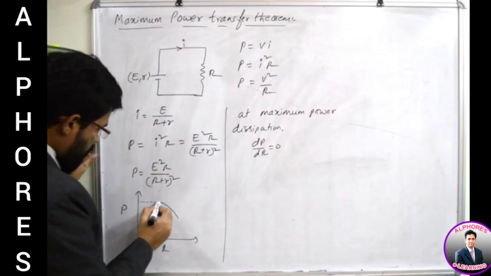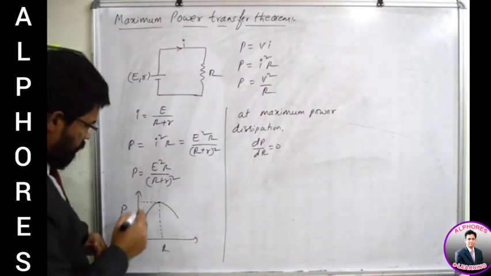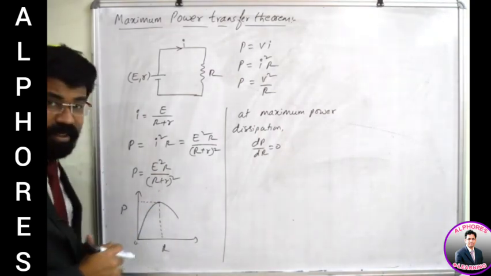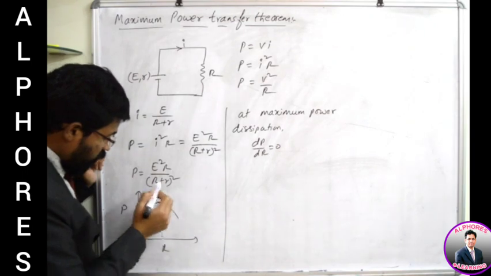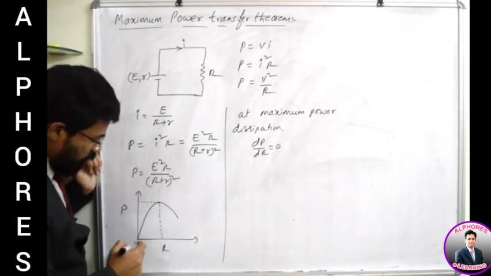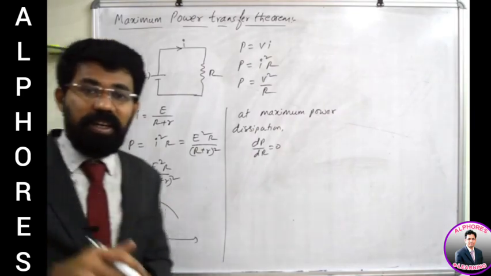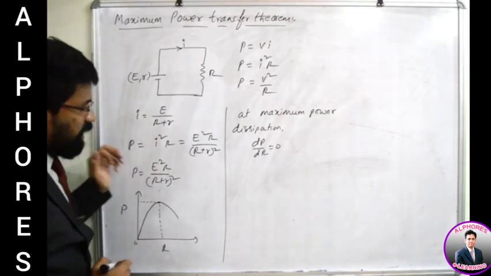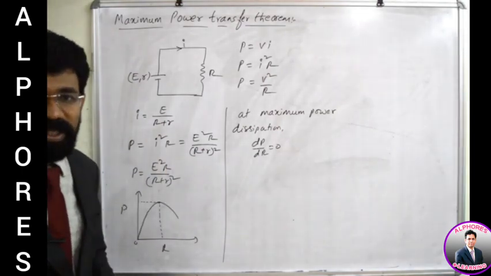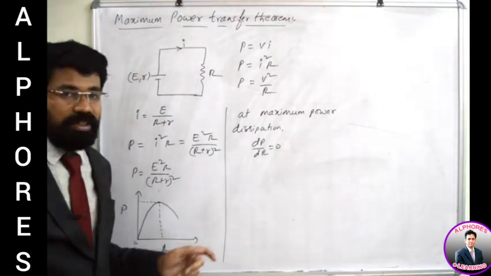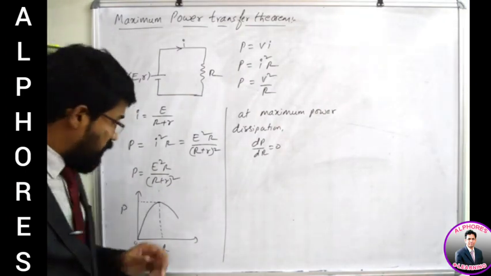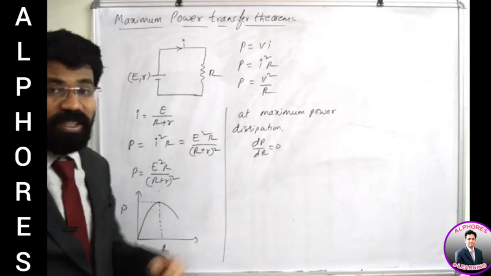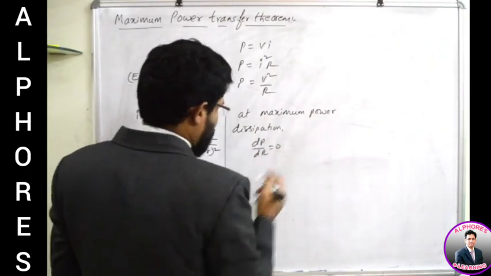All of you look at this graph. At this point, if you wanted to find out the slope, actually slope of this curve is expressed as dP by dR, isn't it? And at this point, if you wanted to find the slope, what you are going to do? You are going to draw a tangent, and that tangent is going to be a horizontal line. For a horizontal line, what is the slope? It's 0. So at maximum power dissipation, dP by dR will be 0, because dP by dR represents slope, and at maximum value of power, the slope becomes 0.